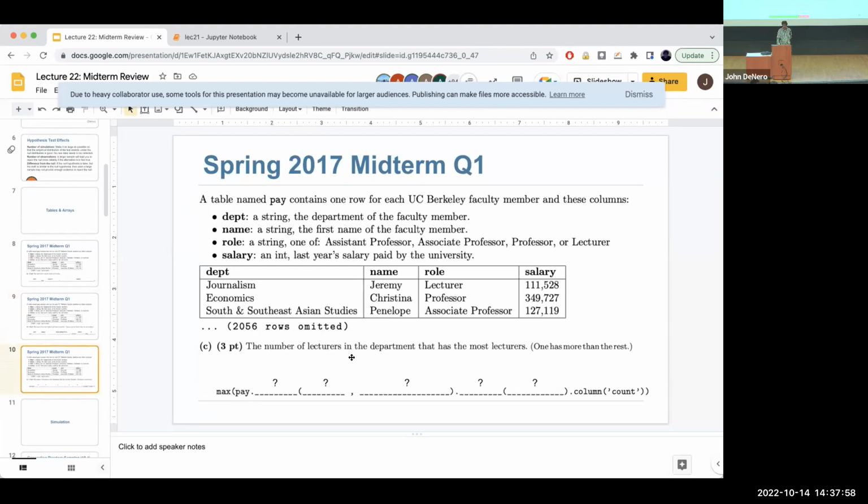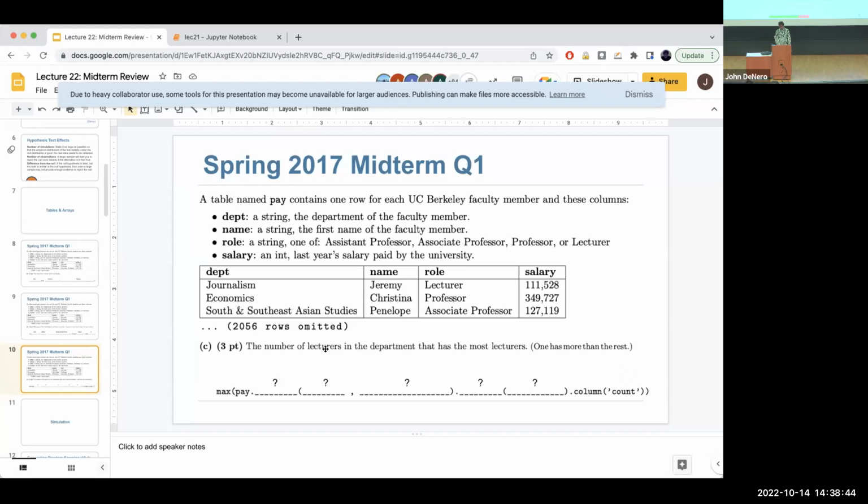The number of lecturers in the department that has the most lecturers. One department has more than the rest. The department that has the most lecturers, when there are many rows with the same department, is an indication that it's time to group. When you group, you'll end up with one row per unique value of department and a column with that department as well as a column with its count, which sounds pretty useful because we want a number of lecturers, which is a count.